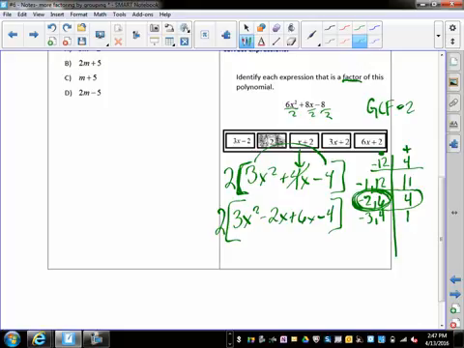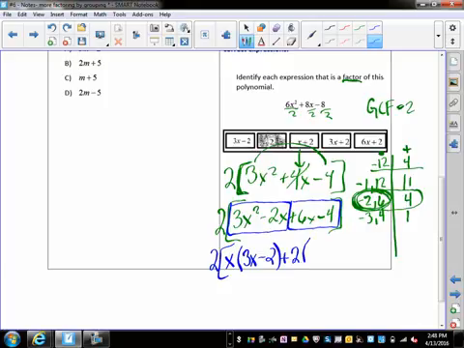Okay. Now it's time to box it up. 2 still hanging out. What can I take out? X. 1x. 3x. Menos 2. Seal your parentheses. Always put a plus sign. Next box, 2. Did I hear 2? Yeah, good. Dos. Parentheses, because I don't know how to say it in Spanish.